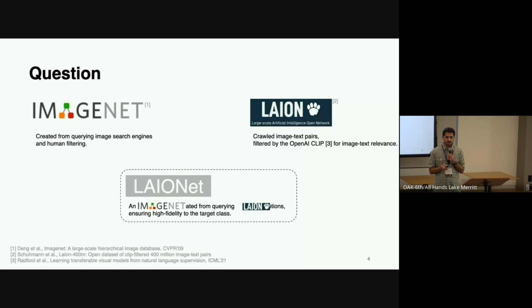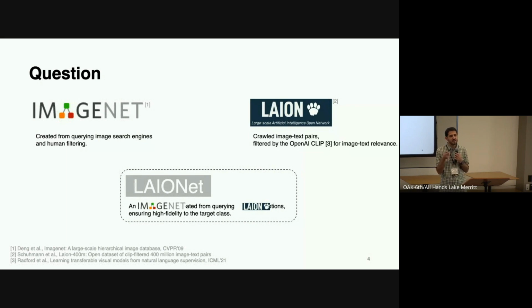Okay, so what can we do? We can create a new dataset, which I'm going to call LAIONet, which basically queries LAION images instead of what ImageNet has done. And we're going to create a new dataset in the format of ImageNet with the same structure, but just with LAION images.